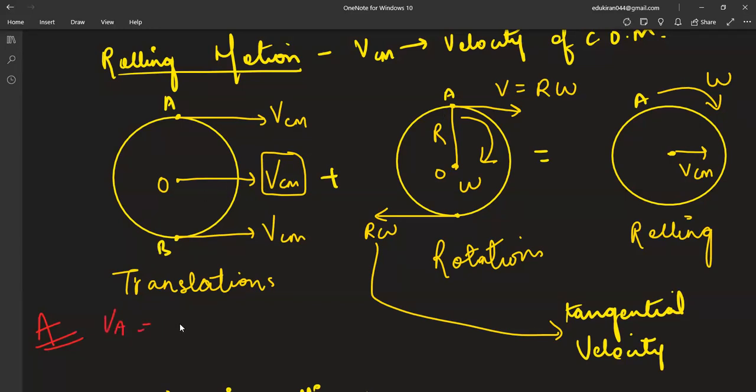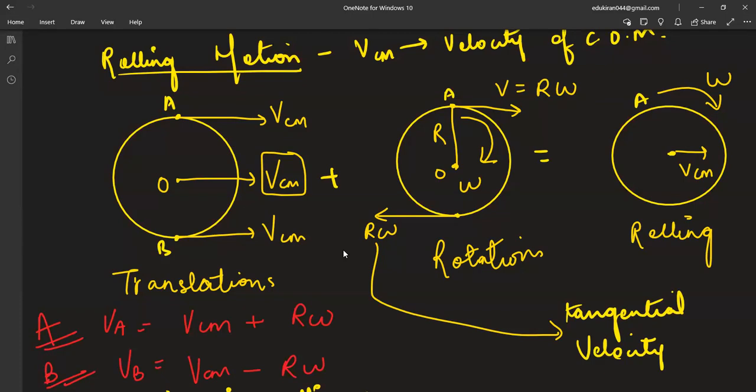So velocity at a point will be VCM plus r omega. But when we talk about velocity at this B point, can you notice the velocity? This is occurring towards the right, this is occurring towards the left. So this will be VCM minus r omega because the directions are opposite. All right. Same thing happens in acceleration also.